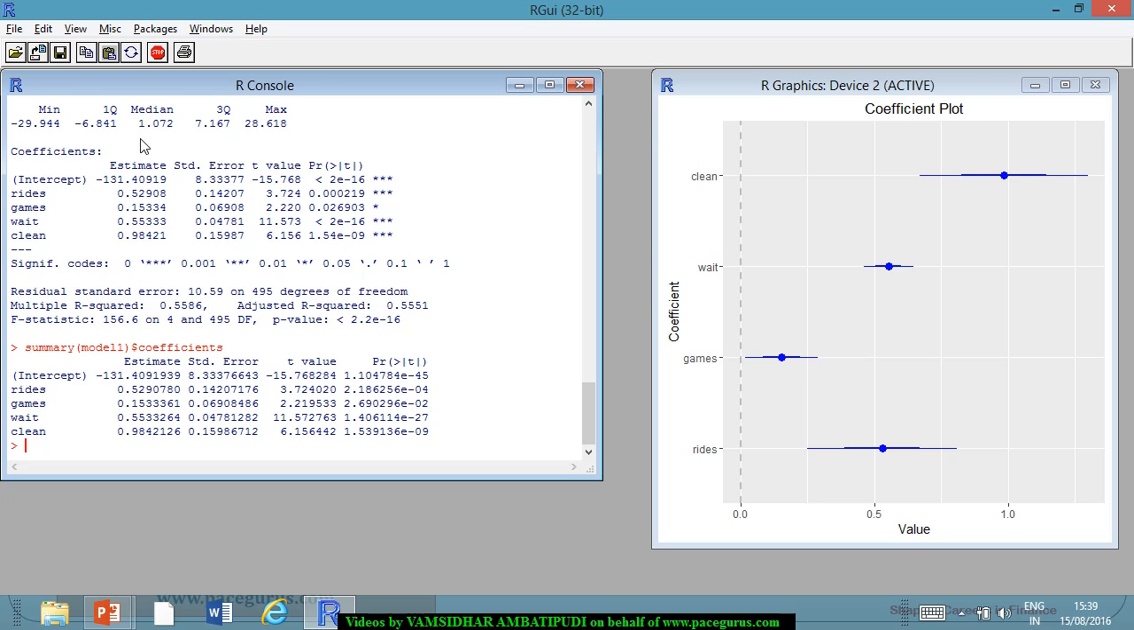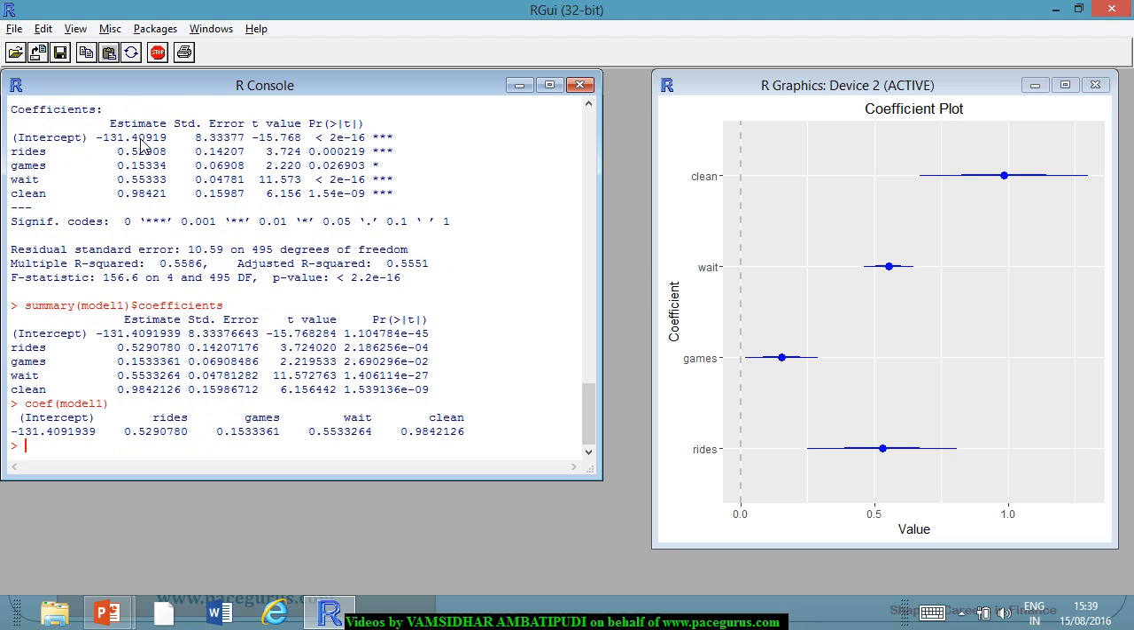So I'll take up a matrix multiplication with the typical values which a person is giving. If I take coef of model 1, even then if I take only coef, I'll get only these 5 values in a matrix form. But if I say dollar coefficients, I'll get all this. So I can go directly with the coefs. So this is what I'm going to get.